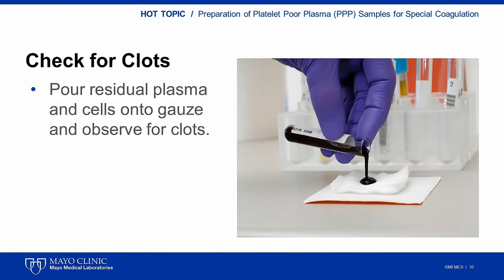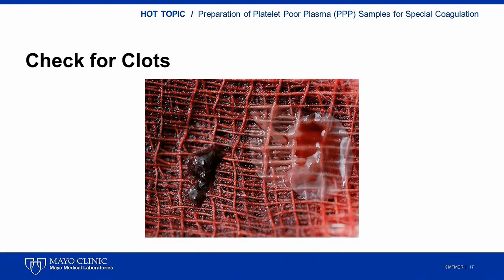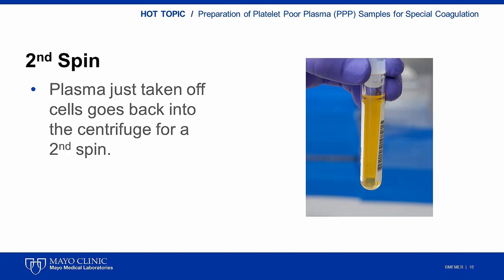After harvesting the plasma, check for clots by pouring the residual plasma and cells onto the gauze. Clots will appear as red globular clumps that sit on top of the gauze, as seen on the left. The buffy coat will be white and disc-like and can be pushed into the gauze as seen on the right. Reject any specimens that contain any blood clots found in this manner. Plasma separated from cells goes back into the centrifuge for a second spin.